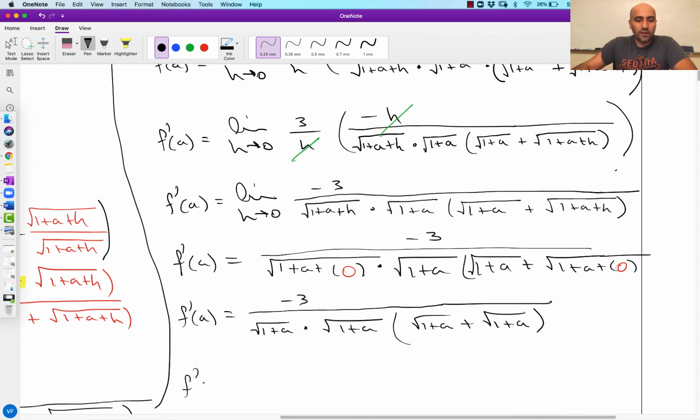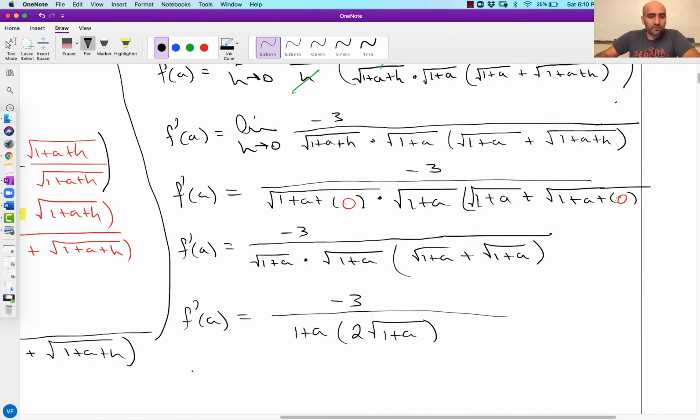So f prime of a equals 1 plus a times twice the square root of 1 plus a in the denominator, and then a minus 3 up in the numerator. So we can simplify this just a little bit more by rewriting it this way. It's customary to put the constant out in front, so I'm going to rewrite it as a. And there's our final answer.